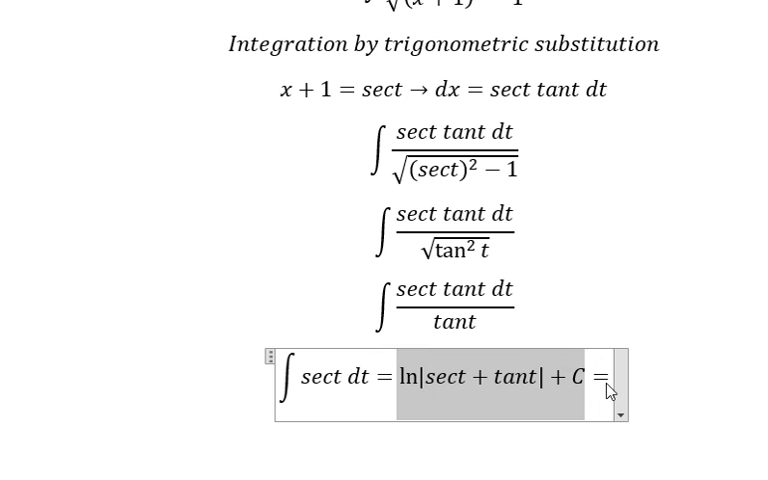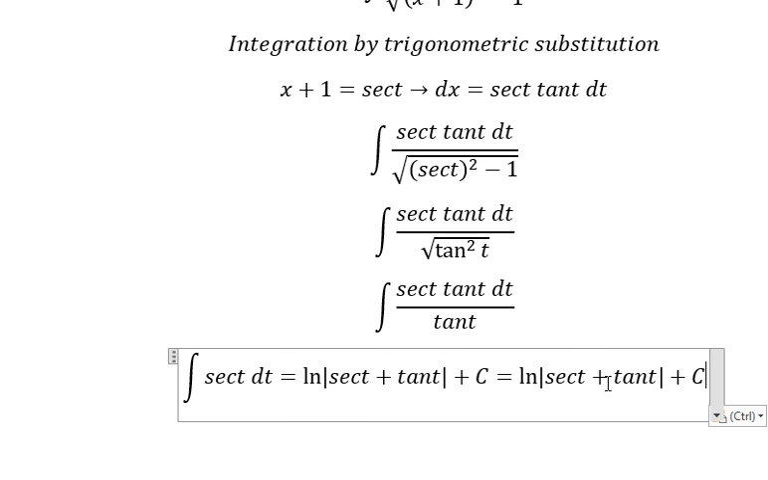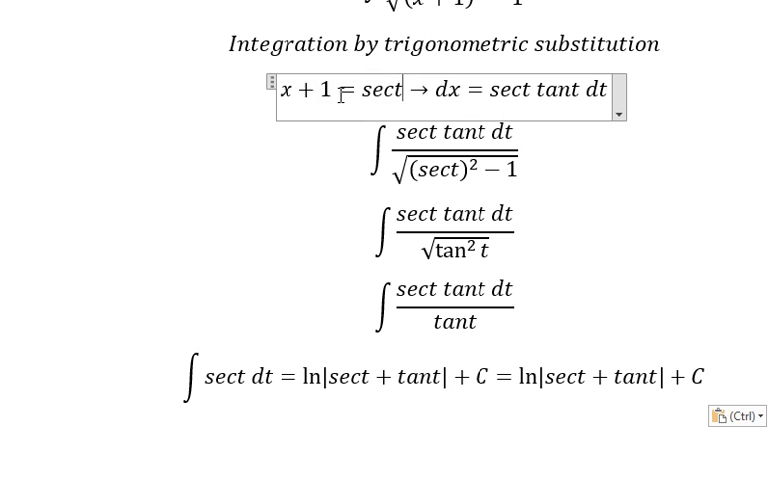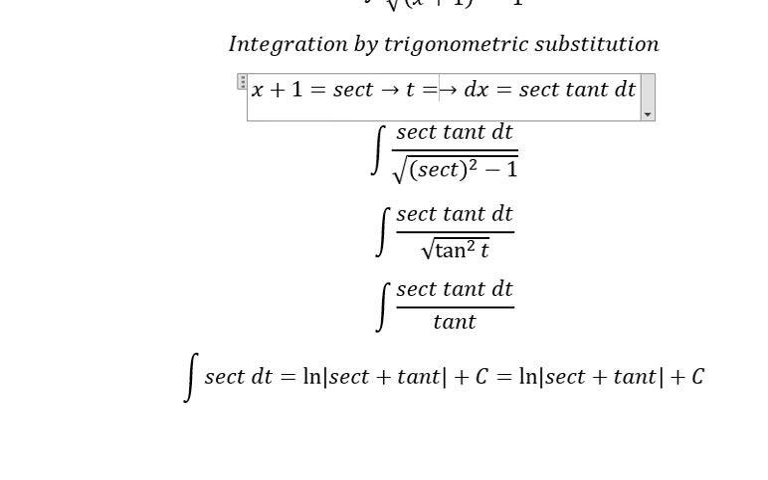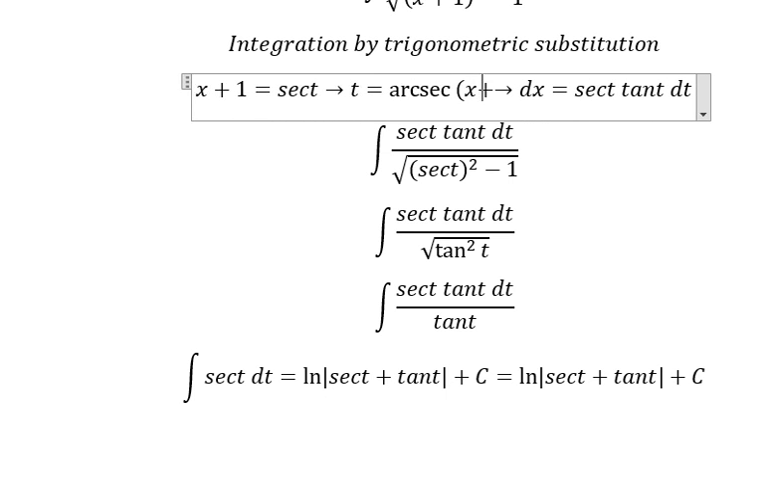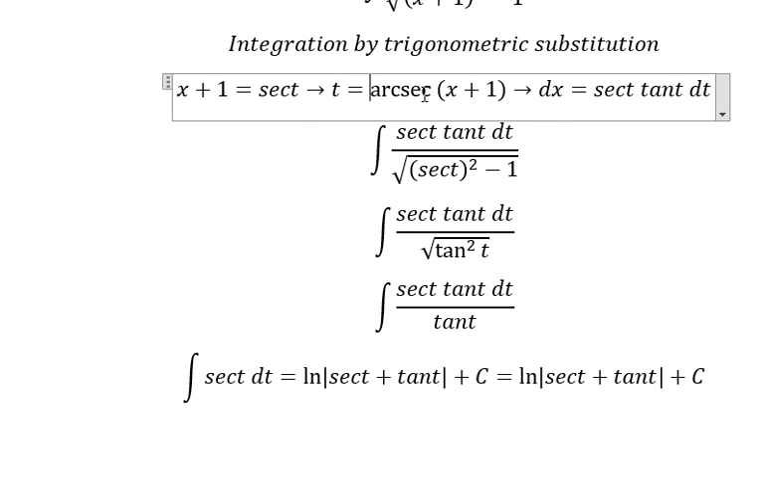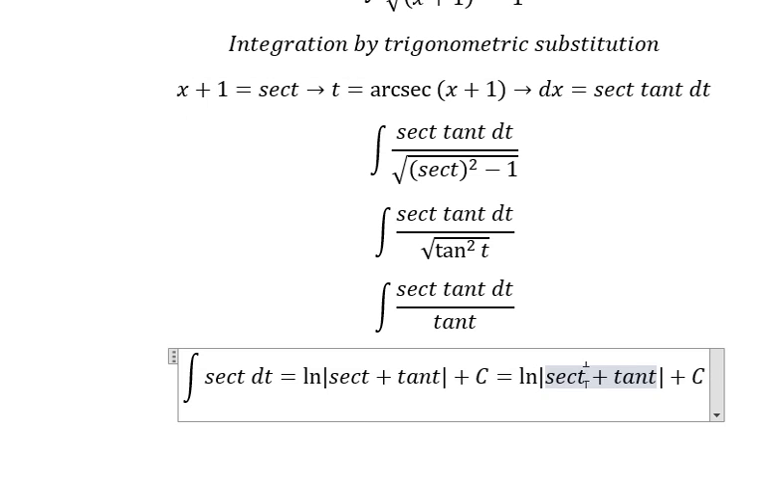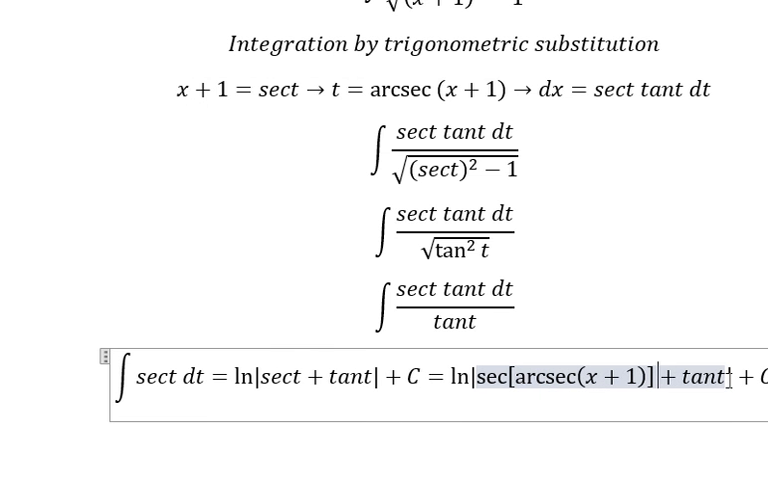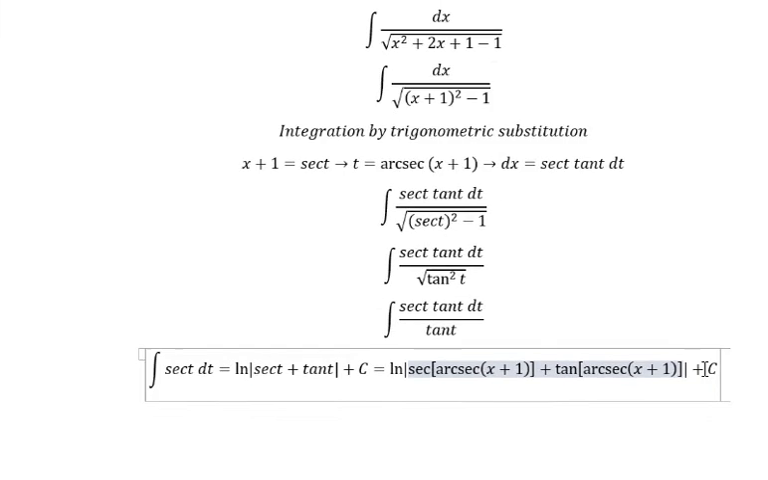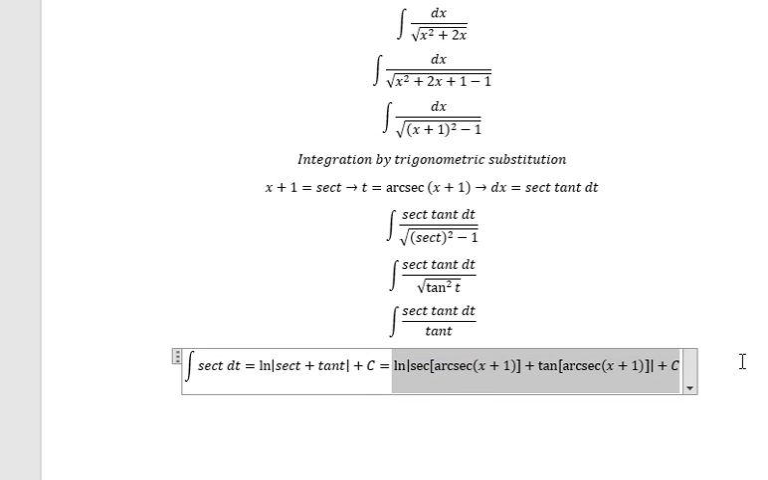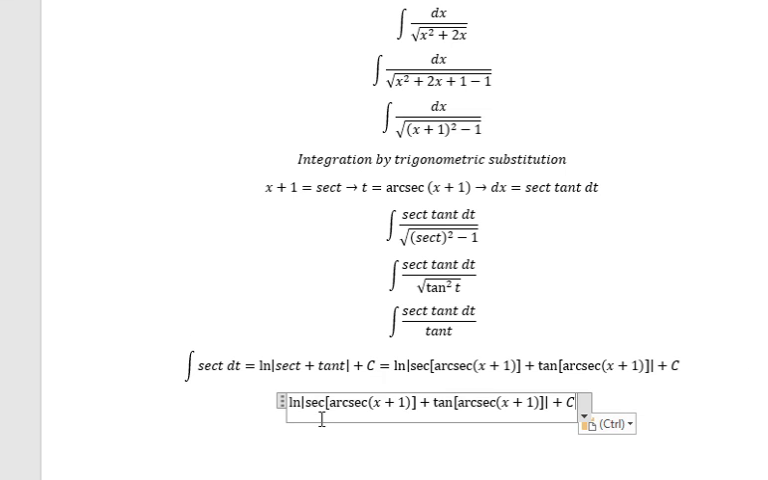About t, that is this one. So we can find t equals arcsecant of s plus 1. So we put this one to change t. Secant with arcsecant, you get s plus 1.